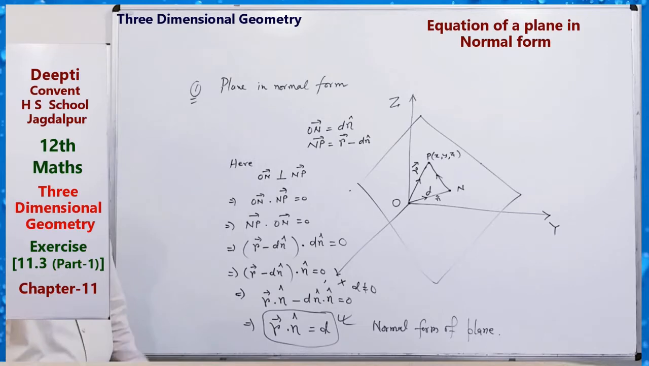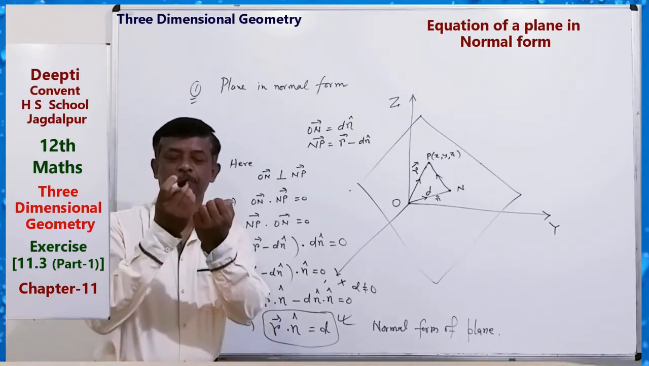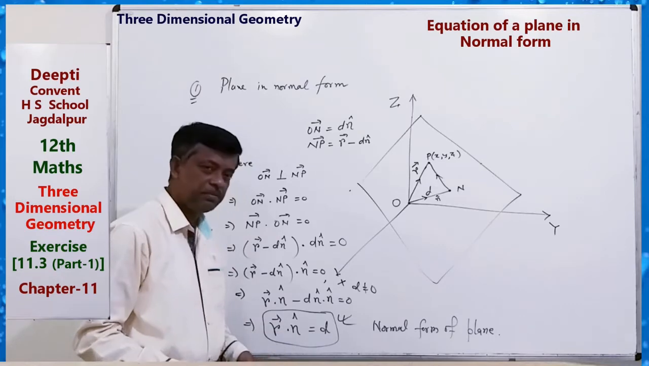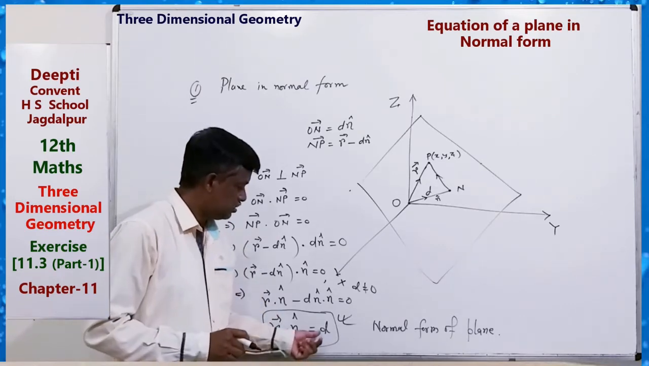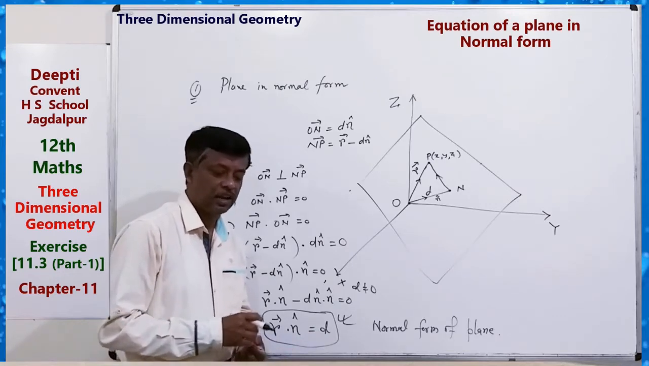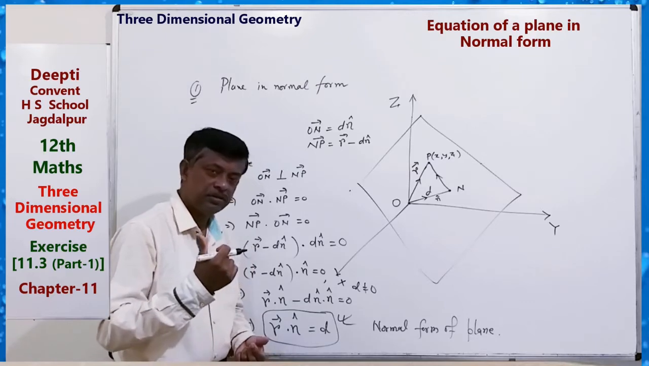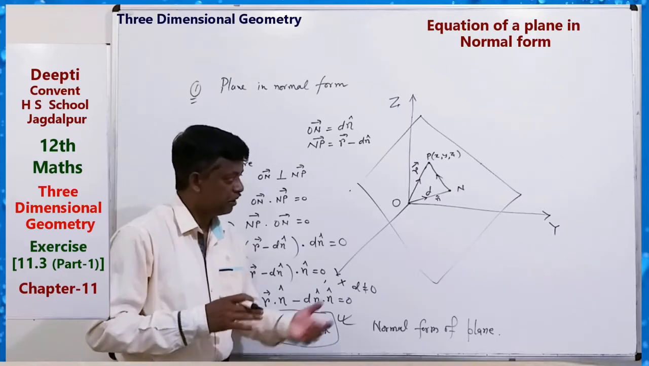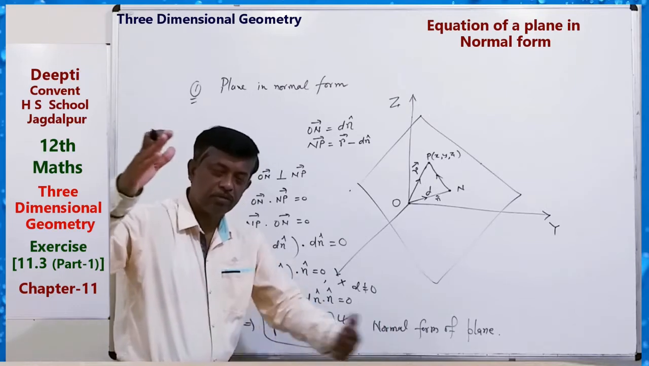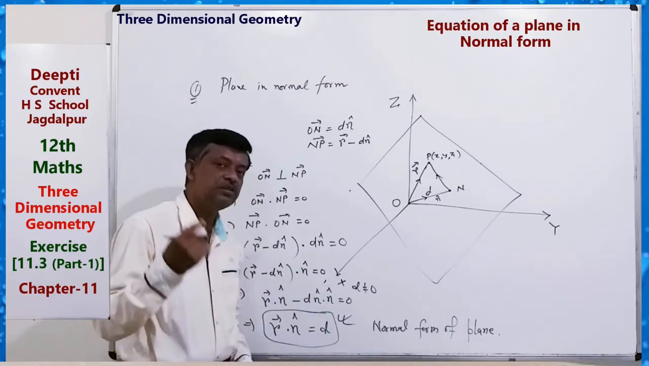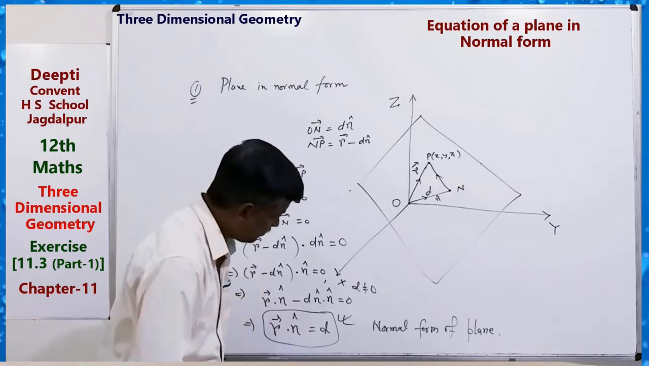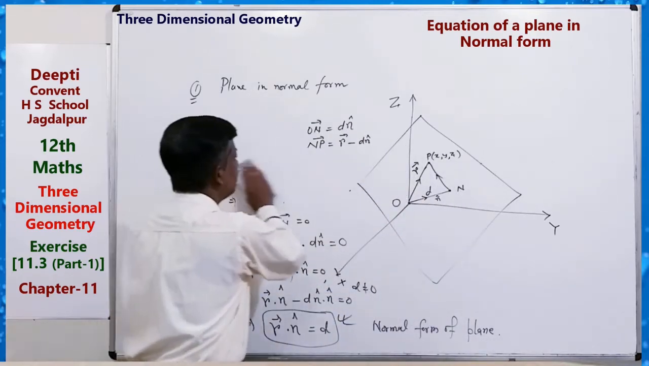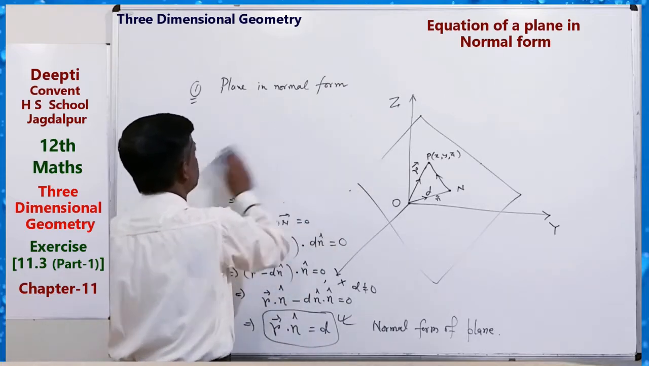Normal form of plane: r means the position vector of an arbitrary point on the plane, xi plus yj plus zk, and n cap is the unit vector along the perpendicular distance of the plane from the origin, and d is the perpendicular distance. Similarly, the second form. This is the normal form.